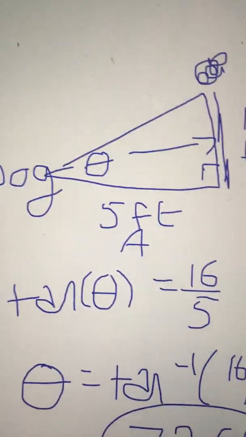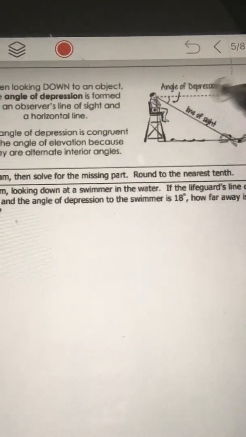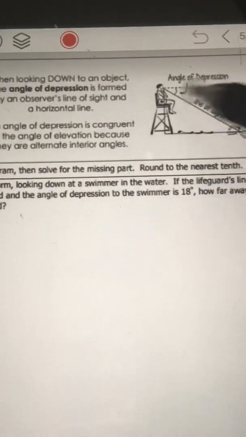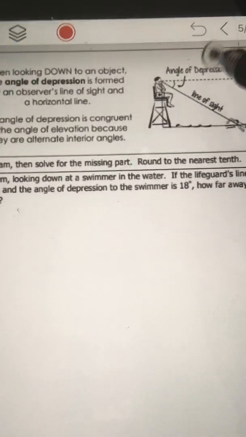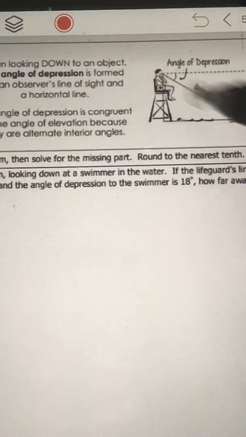Okay, so we're going to move on to some angles of depression now. For angle of depression, it's very important that you always draw a horizontal line first, because the angle of depression has to come from a horizontal line first. So it would be this angle in here, in between the horizontal line and the diagonal line that you draw.